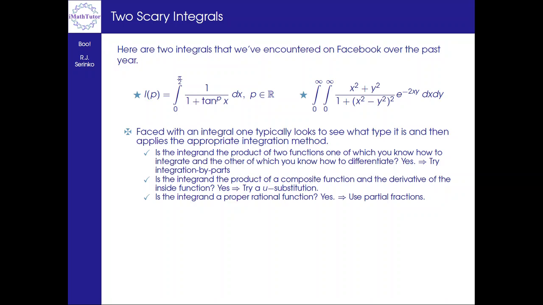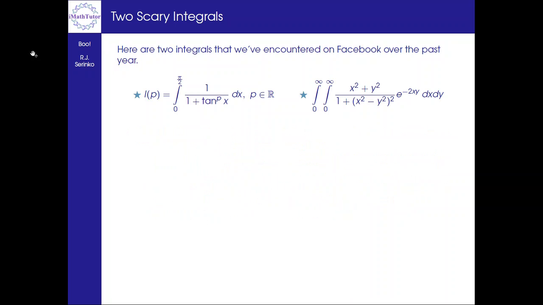If the integrand is a proper rational function, use partial fractions. For two-dimensional integrals, does one order of integration simplify the problem? So is it easier to integrate, say, the x variable than the y, or vice versa? And oftentimes a change of coordinates will make the problem easier to do. Now, if you look at these two integrals, nothing jumps out at you from the standard toolkit.